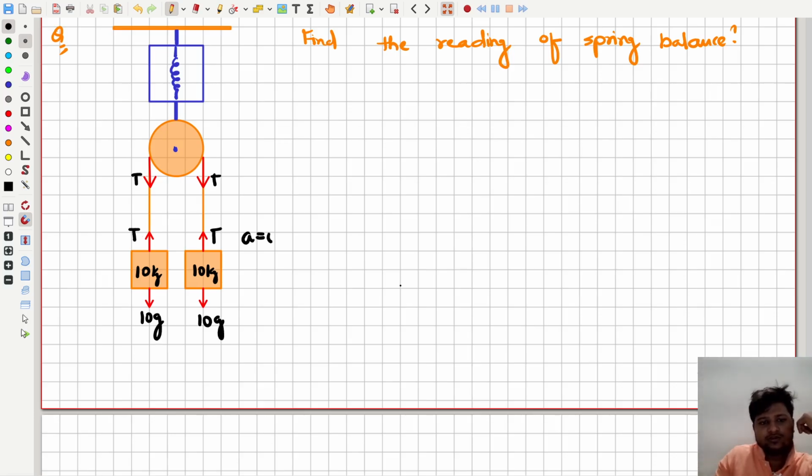Acceleration will be how much? 0. So you know that net force on the pulley must be 0. So it will apply a net force of how much? 2T over here or no? Is that clear? Everyone, yes or no? And the value of tension is how much? 10g. Correct?